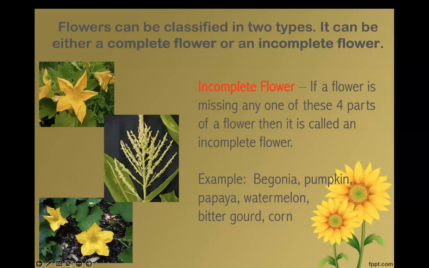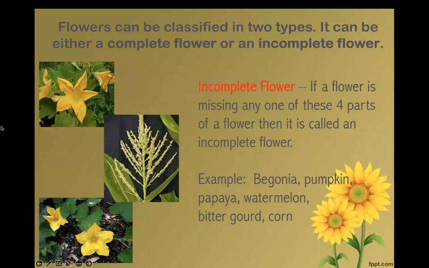Now, let me tell you about a corn. Probably you have not even come close to a corn flower. Look, this is a corn flower. It doesn't have a stamen. So one of the parts is missing. That's why it's considered incomplete. Now we have the pumpkin flower. It only has a female part. It doesn't have a male part. Same is true with watermelon. That's why they are called incomplete. Something has to complete them.